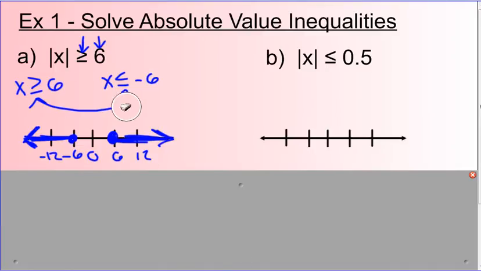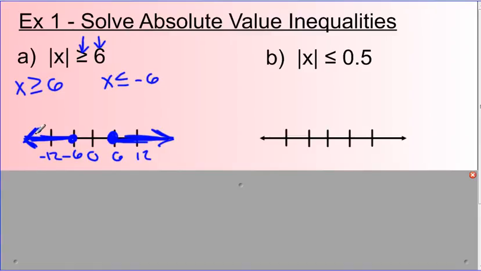Because what would happen if I just wrote them in a different order? What if I put x is less than or equal to negative 6 here, and x is greater than or equal to 6 there? Now they're facing outwards. So really the best method is just look at it. X is greater than 6, shade greater than 6. X is less than or equal to negative 6, shade less than or equal to negative 6.